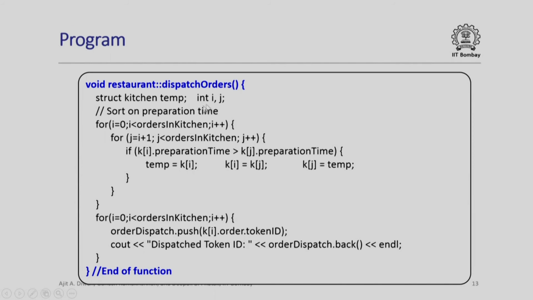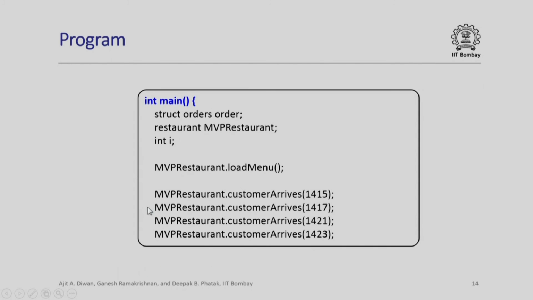Notice what we have done. In the dispatch order, we have assumed that orders are prepared as per the time of preparation. Using that, we have sorted the array on preparation time. Then we are simply pushing sequentially from that sorted array one order after another in that sequence to the dispatch queue. This brings us to the main program, which is actually very simple.